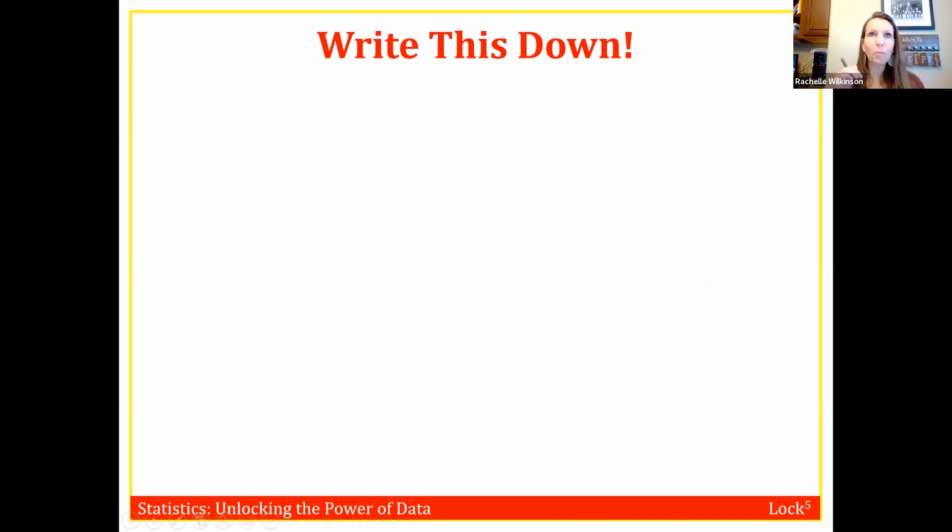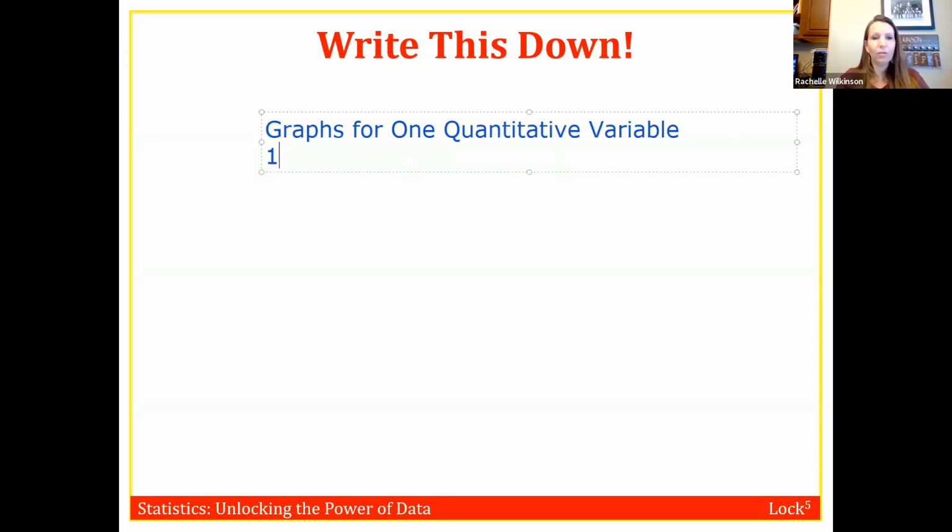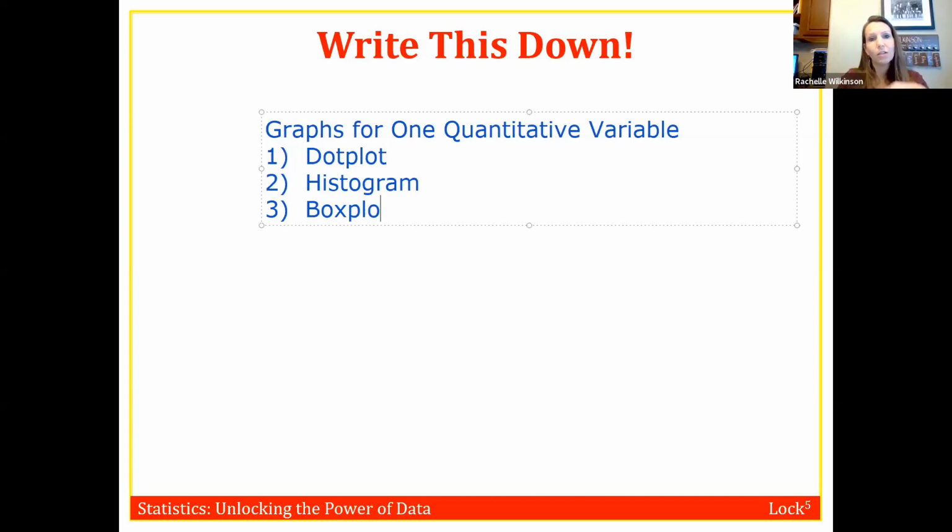Okay, so remember when we were talking about graphs for one quantitative variable, and we already mentioned 2 graphs for one quantitative variable that we talked about again today. The first one was a dot plot that we already talked about. The second one was a histogram. And the third one, which we're going to talk about now, is a box plot. So this is another graph to add to our toolbox for one quantitative variable. This one's called a box plot.